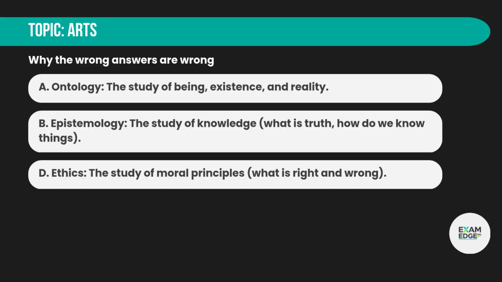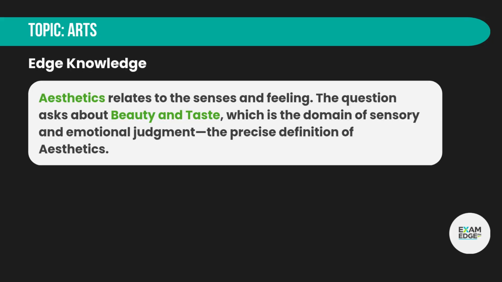A. Ontology. The study of being, existence, and reality. B. Epistemology. The study of knowledge. What is truth? How do we know things? D. Ethics. The study of moral principles. What is right and wrong? Edge knowledge. Aesthetics relates to the senses and feeling. The question asks about beauty and taste, which is the domain of sensory and emotional judgment, the precise definition of aesthetics.